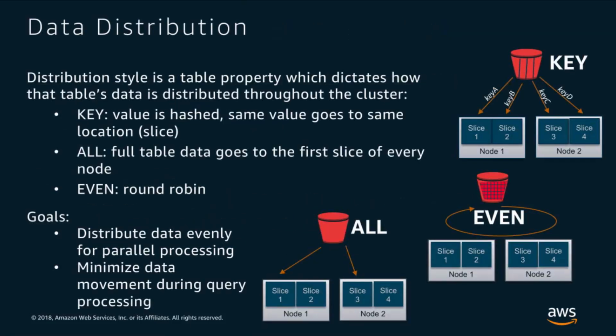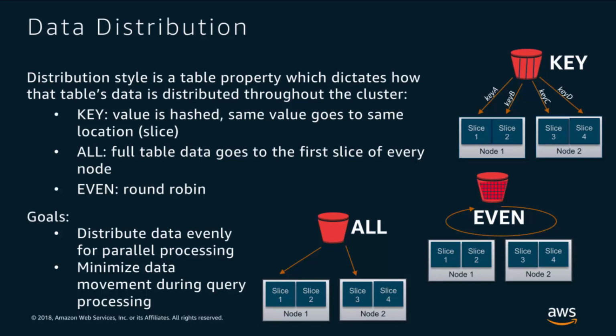Here we have 3 different techniques for distributing data in Redshift. The first I'm going to talk about is even, which is just the default choice, and it just round robins the data through the cluster. So you send data, and we just evenly spread the data across all the slices for you on your behalf.